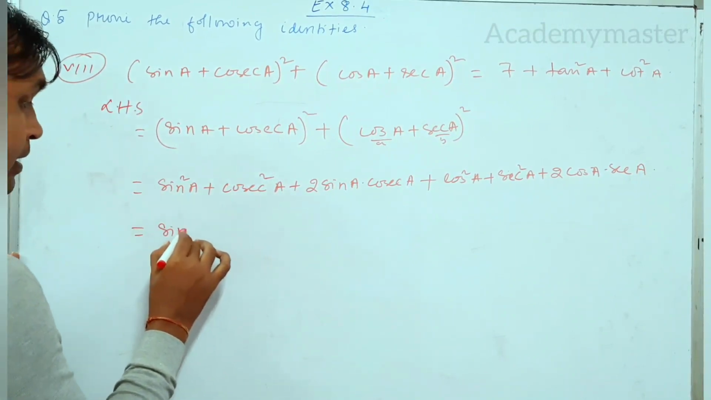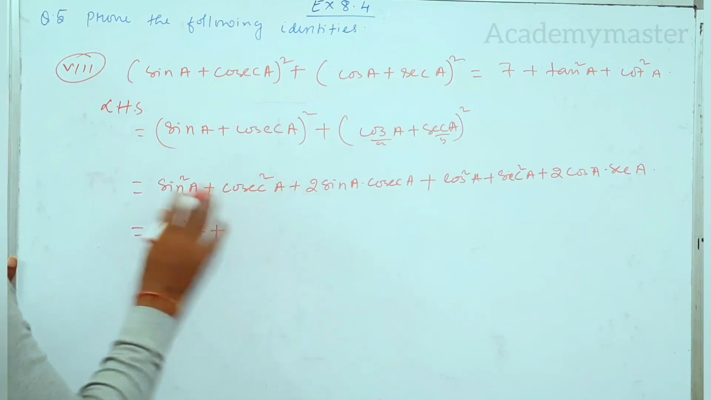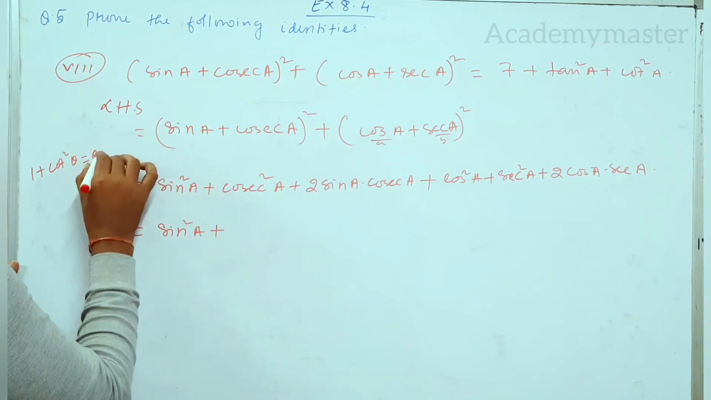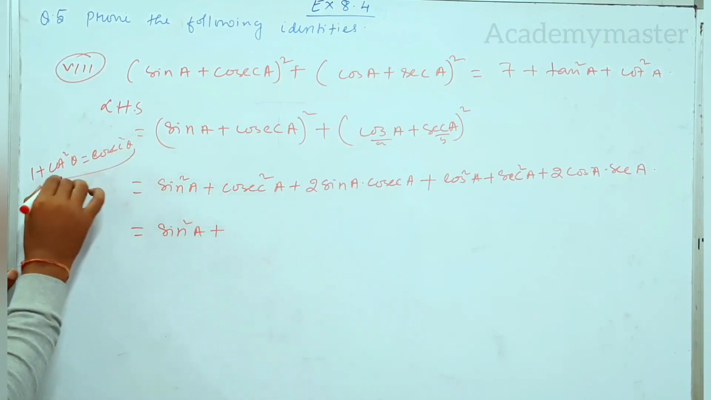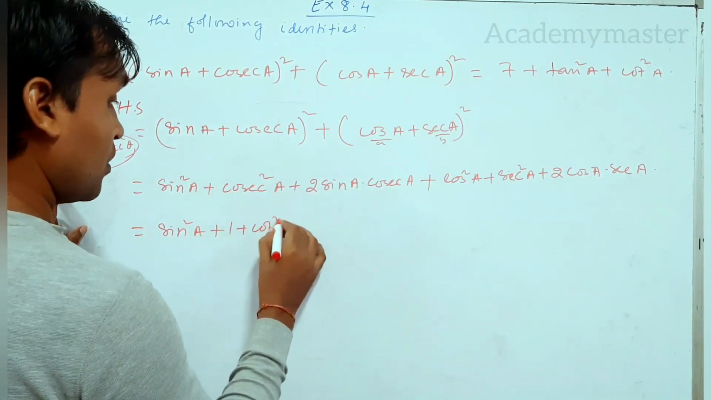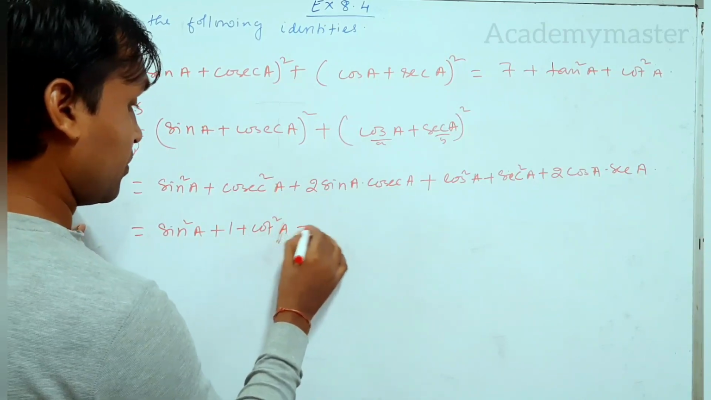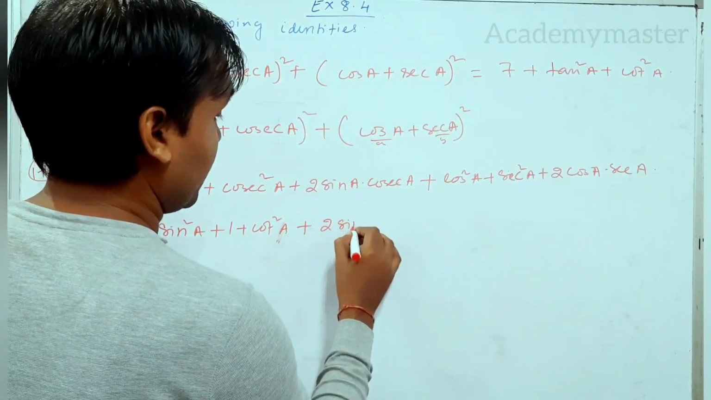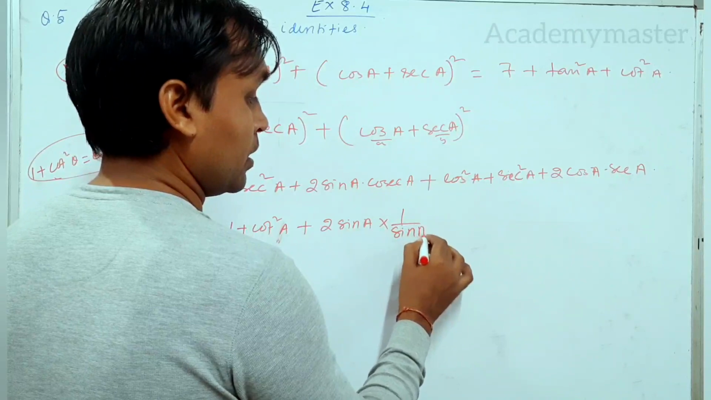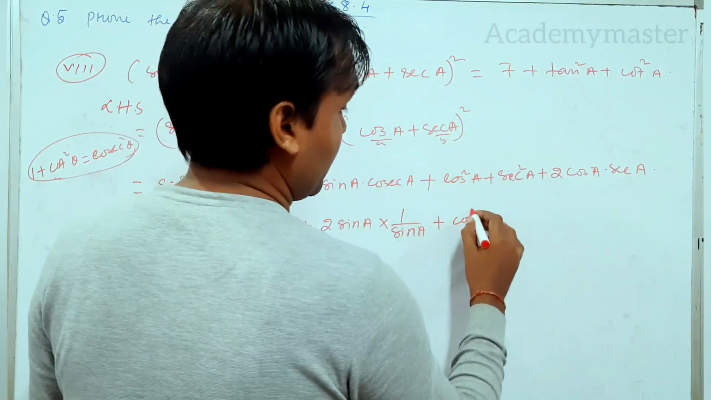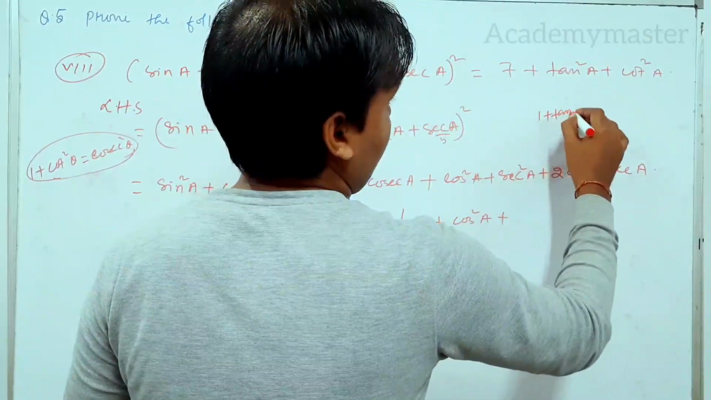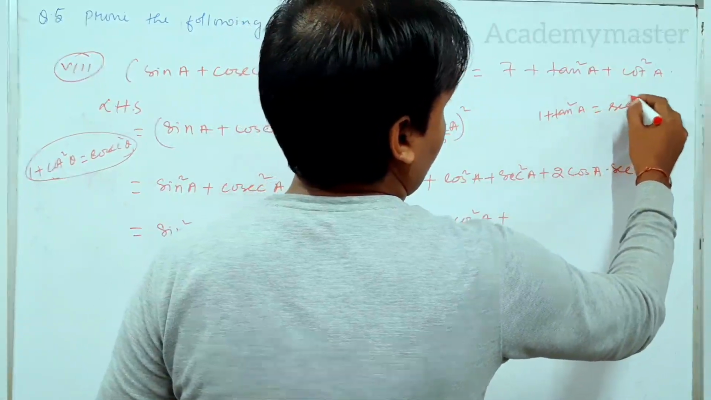Next, we'll write here sin square A. You know very well the formula I have given you: 1 plus cot square theta equals cosec square theta, right? This is the rough work. We'll use this formula here. Cosec square A we can write as 1 plus cot square A. 2 into sin A, and cosec we can write as 1 by sin A. Then cos square A, and sec square A, I have told you 1 plus tan square A equals sec square A.